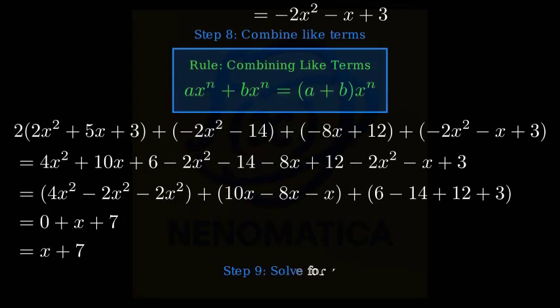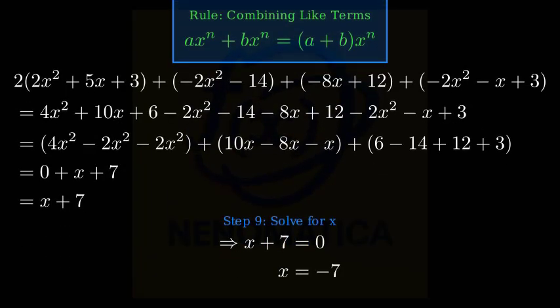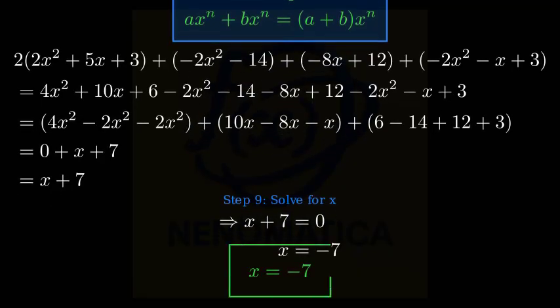So our equation has simplified to x plus 7 equals 0. Solving for x, we get x equals negative 7. Therefore, the solution to our equation is x equals negative 7. Great job! We've successfully solved this complex rational equation.